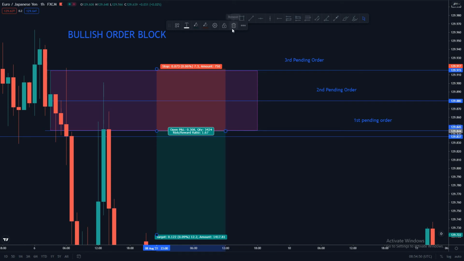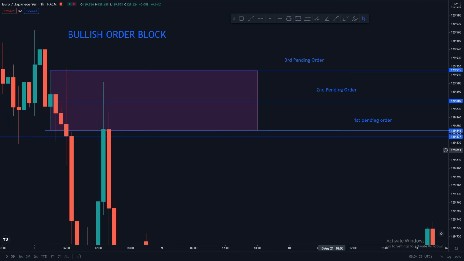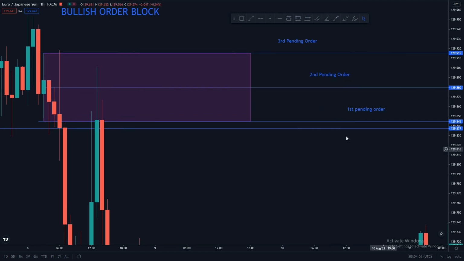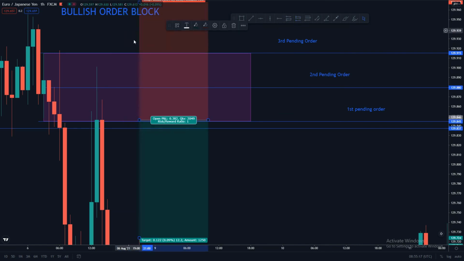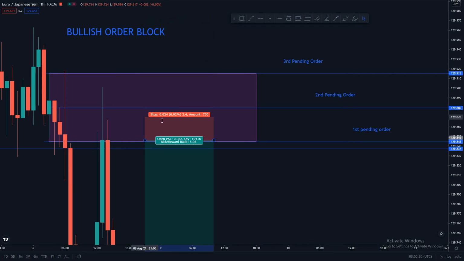Going on to these examples, or to what I do, right? You have to backtest and see what works for you. So this is what works for me. I put a first pending order here, right? And a first pending order here, and I go for 5 pips stop loss, somewhere like there, right? I go for 5 pips stop loss. So this is what happened. This is what I did.